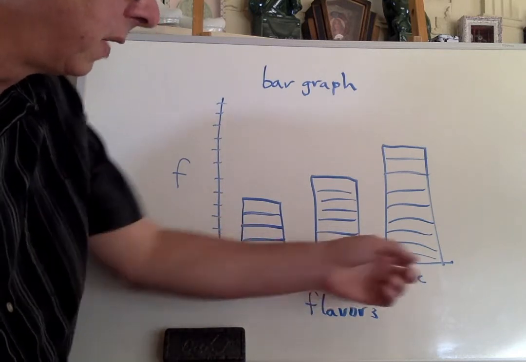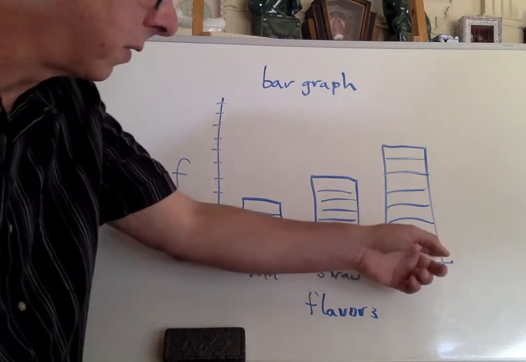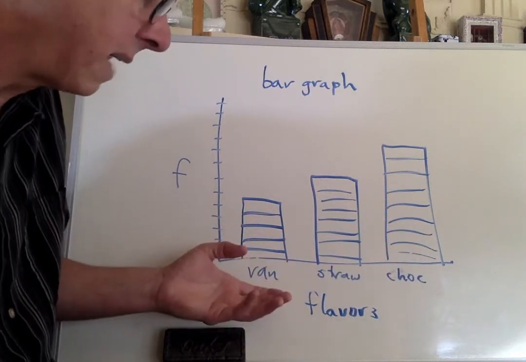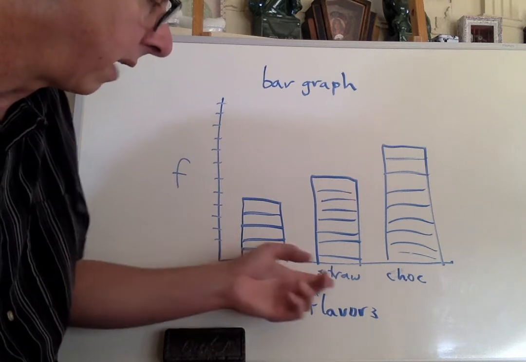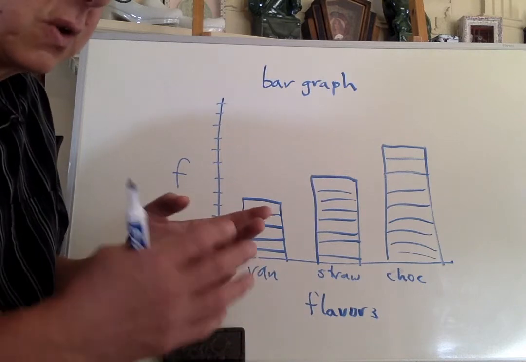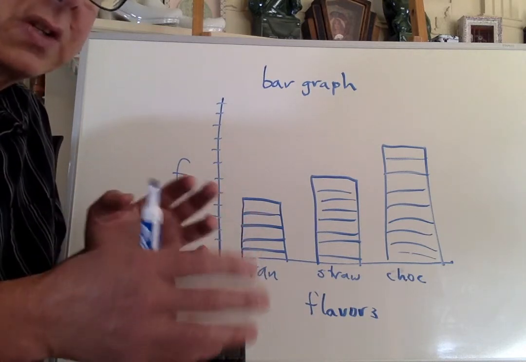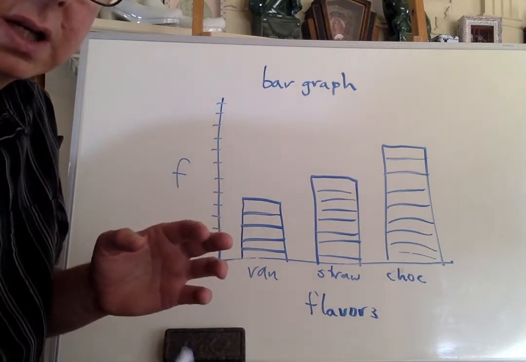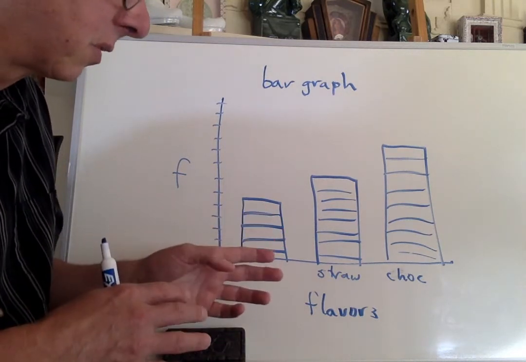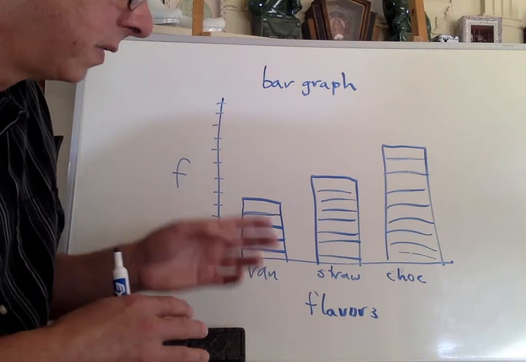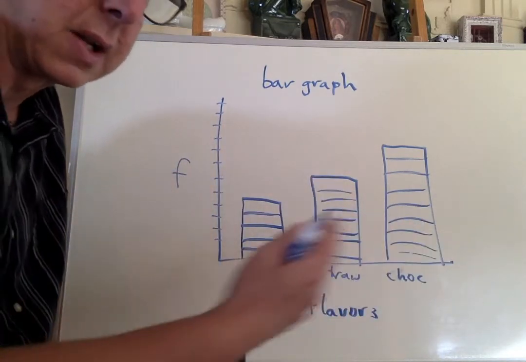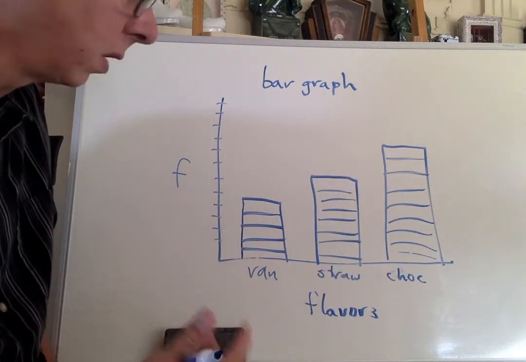Also notice that if we put chocolate first, this highest bar would be here, and there's no a priori reason why these are ordered, so you can put them in any way that you want. So those are sort of the two technical distinctions between a bar graph and something called a frequency histogram. Okay, these are categories. They don't belong on some kind of numerical continuum.